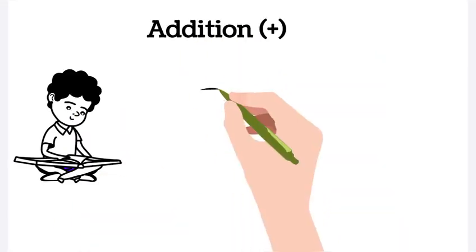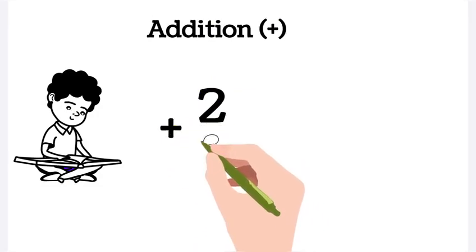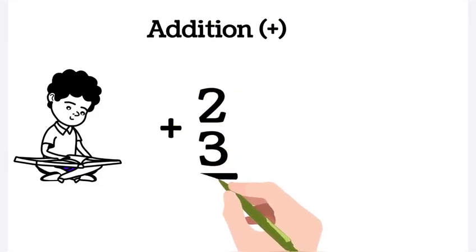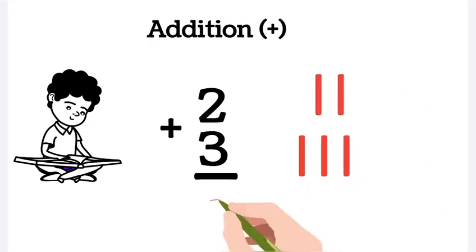Adding numbers 2 and 3. To add these numbers, draw 2 lines for 2 and 3 lines for number 3. After drawing these lines, count all these lines. We get an answer of 5.